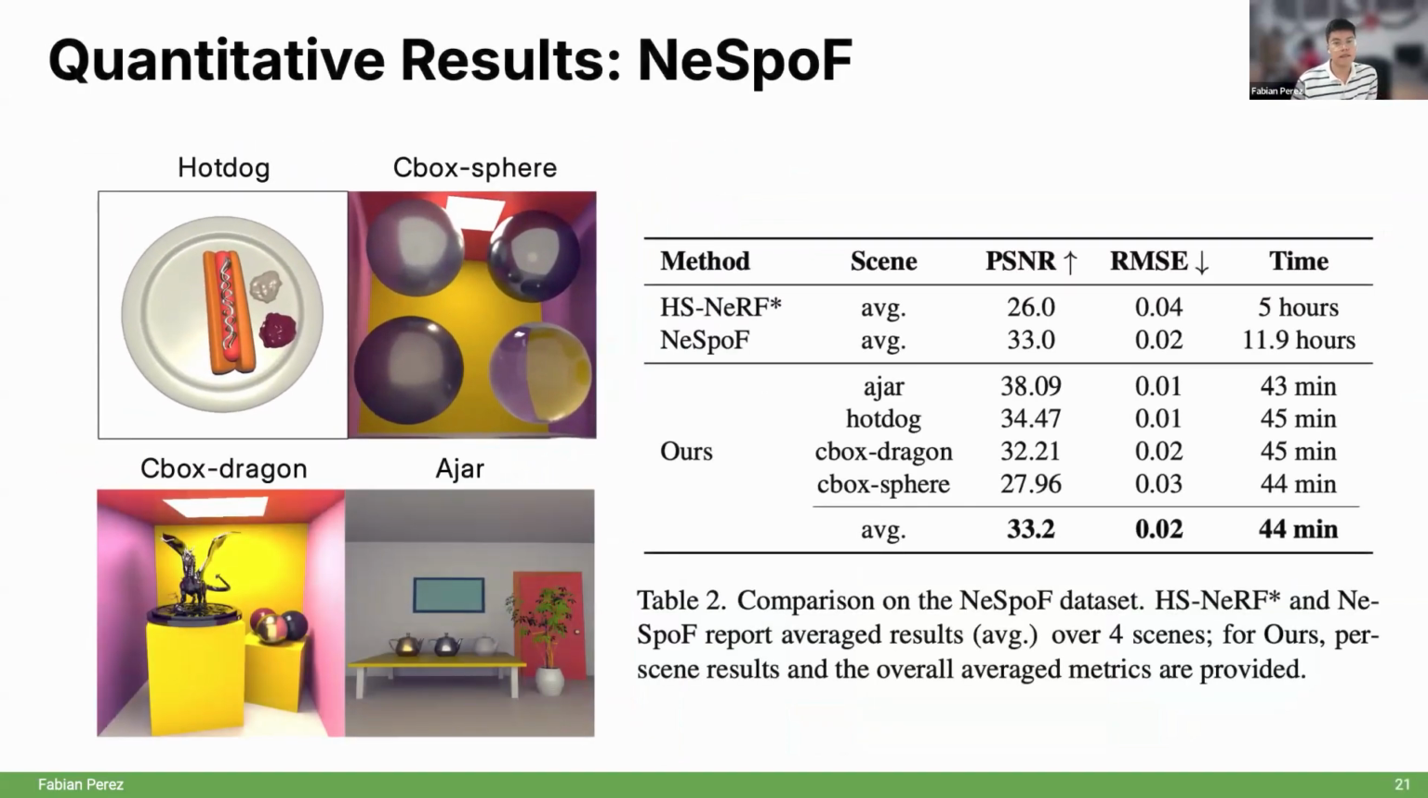On the NeSpoF test scenes, UnMix-NeRF delivers state-of-the-art novel view quality, so we achieve higher PSNR and equal or lower root mean square error than previous methods, while training in minutes rather than hours.